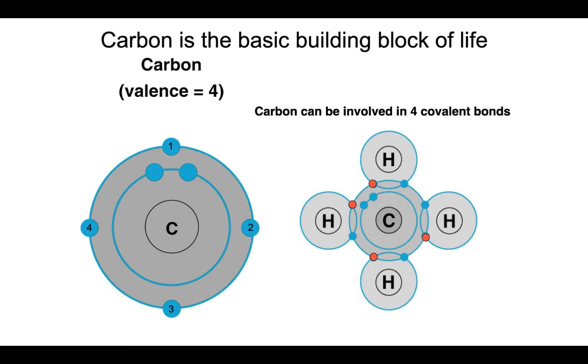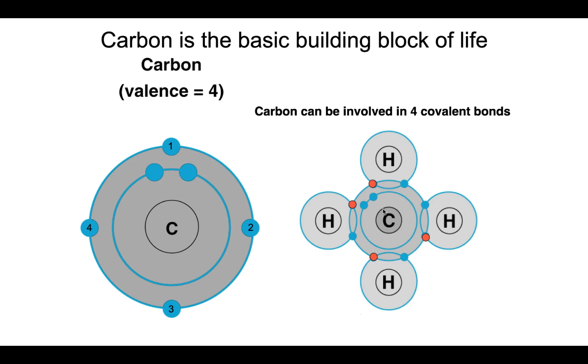Carbon is the element of life, and the primary reason is that it has a valence number of 4. So what that means is in its outer electron shell there are 1, 2, 3, 4 electrons. And remember, the outer shell wants to have 8 electrons in it. And so one of the most common ways an atom can fill its outer shell is by sharing electrons with other atoms, and those are called covalent bonds.